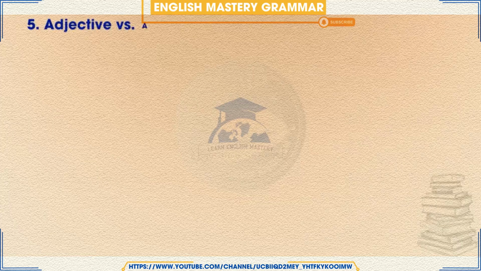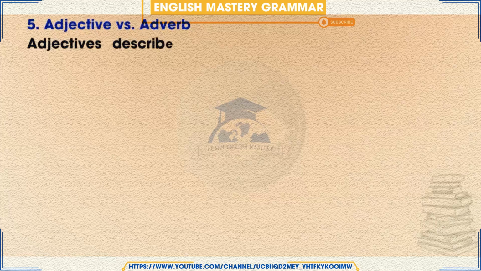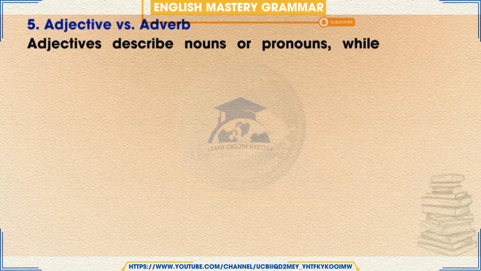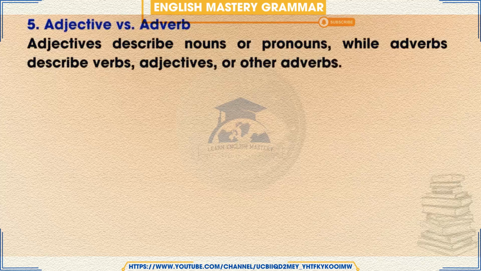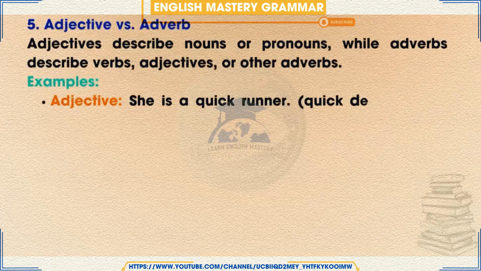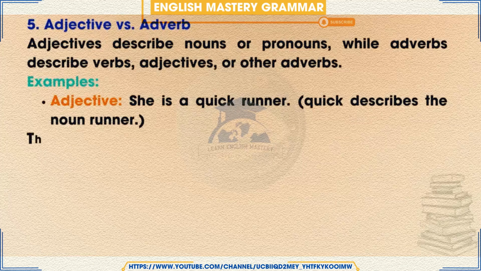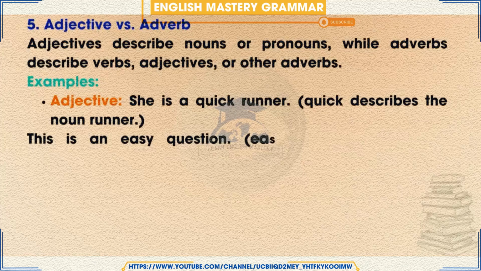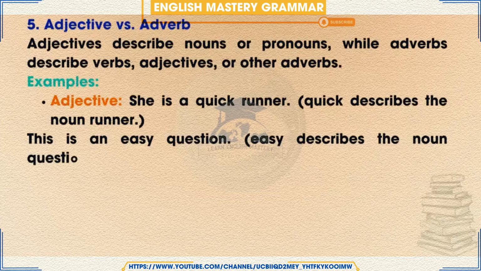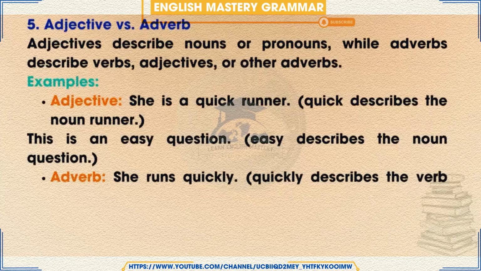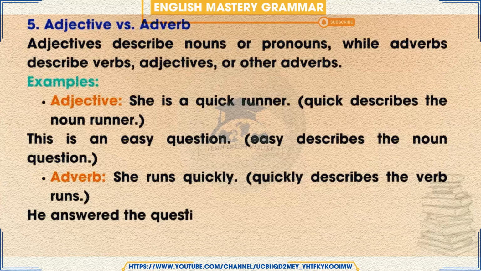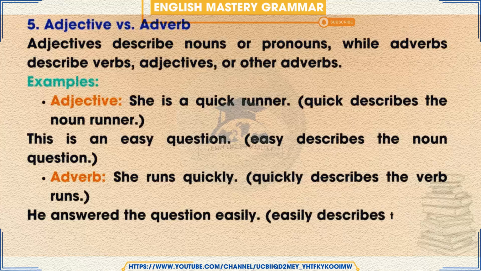Adjective versus adverb. Adjectives describe nouns or pronouns, while adverbs describe verbs, adjectives, or other adverbs. Examples: Adjective: She is a quick runner. Quick describes the noun runner. This is an easy question. Easy describes the noun question. Adverb: She runs quickly. Quickly describes the verb runs. He answered the question easily. Easily describes the verb answered.